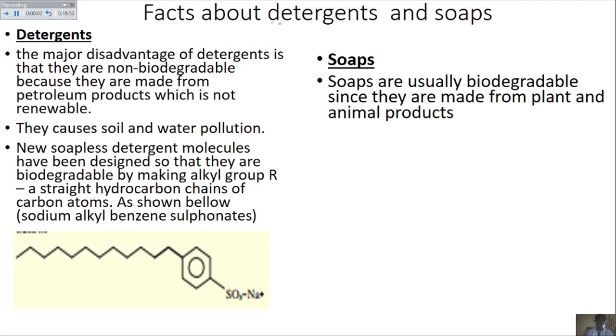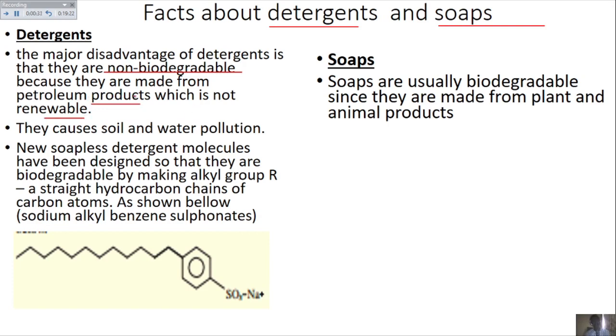Good. Now, facts about detergent and soap. Let's quickly share some facts about detergent and soap. When we're talking about detergent, the major disadvantage of detergents is that they are non-biodegradable, meaning that microorganisms cannot break them down, because they are made from petroleum products, which are not renewable.